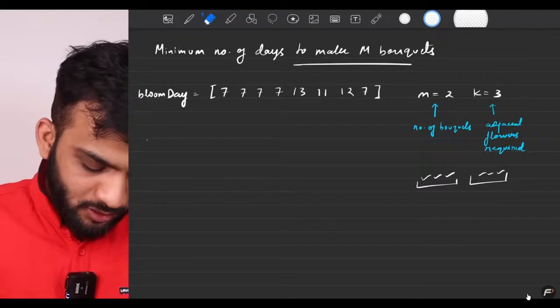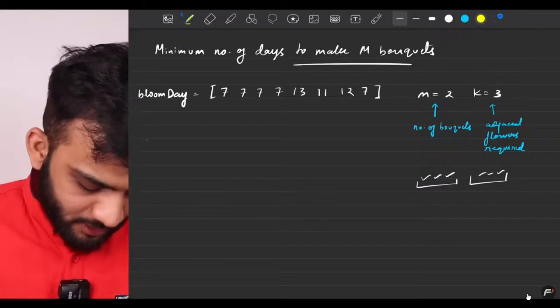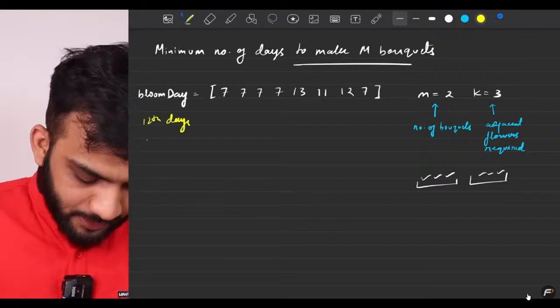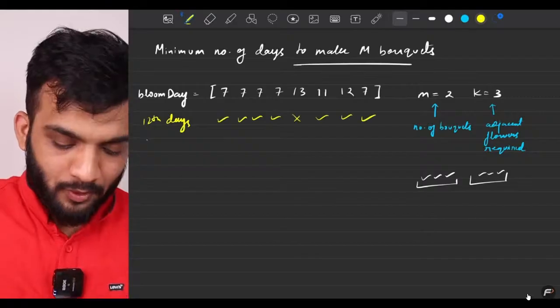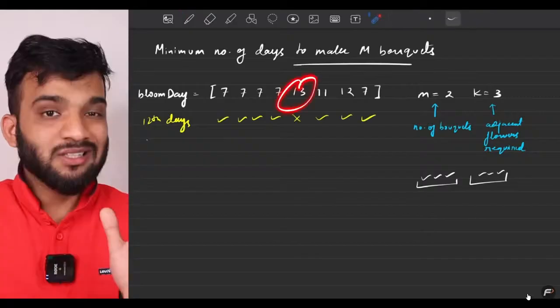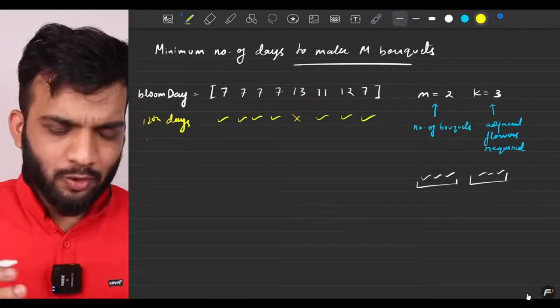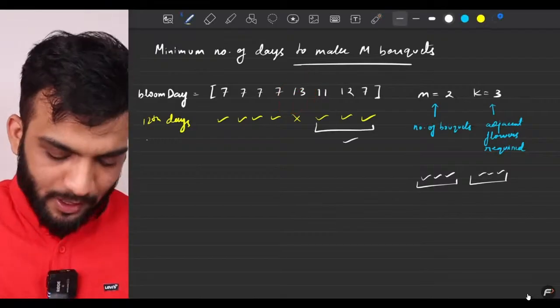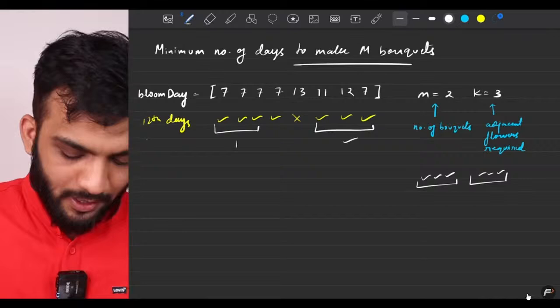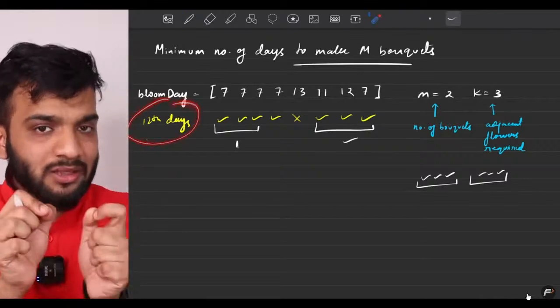Can I do it on the 12th day? Let's see. If I take the 12th day, this will be bloomed, not bloomed, bloomed. Why? Because this needs the 13th day to bloom. Can I make 2 bouquets? Let's see. I can take this as 1 and I can take this as 1. So I can actually make 2 bouquets if I'm taking the 12th day.